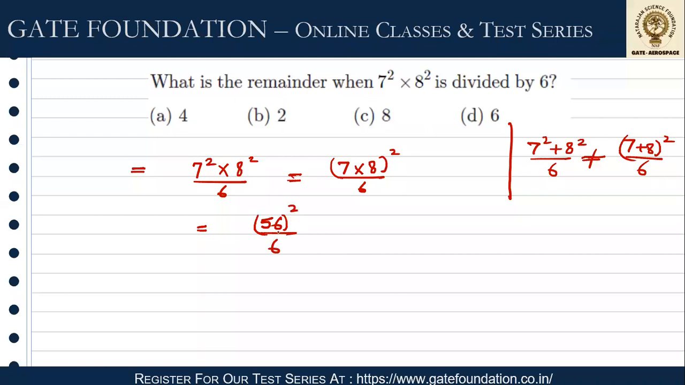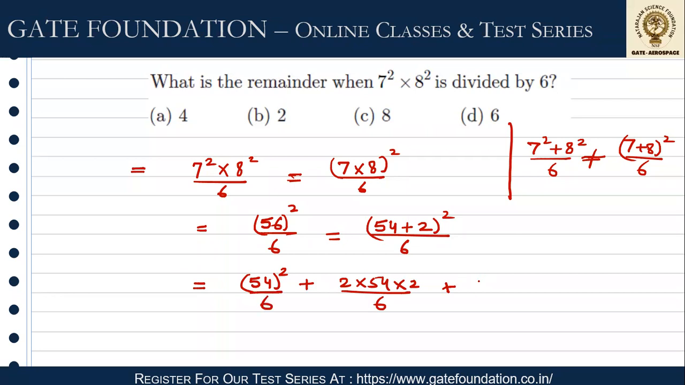Now, while dividing 56 by 6, I guess 54 is the number which is divisible by 6. So I'll take 54 here and I'll add 2 over here. So I'll get a plus b whole square. I'll separate it in terms of a plus b whole square. Now what I'll have is a square plus 2 into a into b plus b square. B square is 2 square, that is 4.